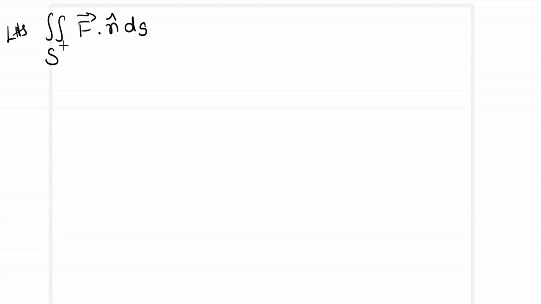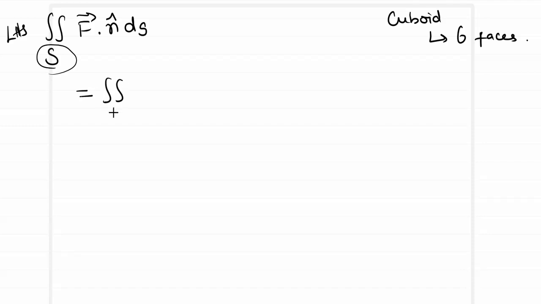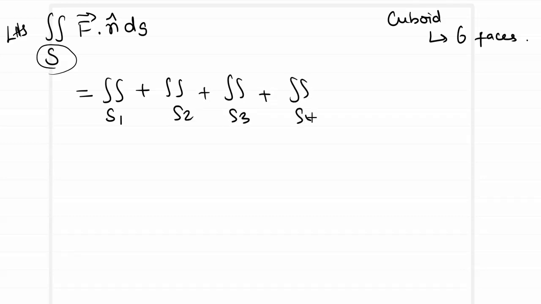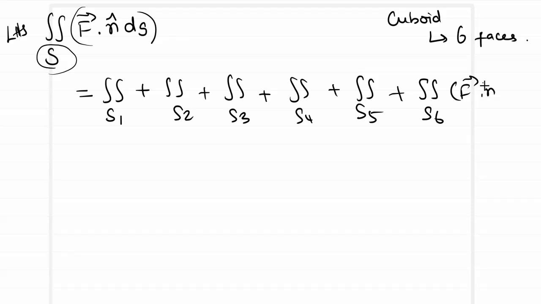Now what we are going to do is, we have a cuboid. A cuboid has how many faces? It has 6 faces. So this S over here, I am going to split as S1 surface 1, S2 surface 2, S3 surface 3, S4 surface 4, S5 surface 5 and S6 for surface 6. So this single integral is now split as 6 different integrals. And now this F dot n cap dS is computed for each and every component, and then if I add them, it is my left hand side.